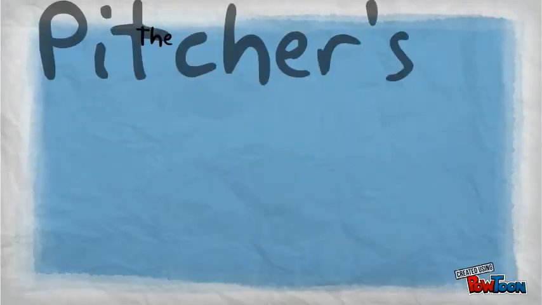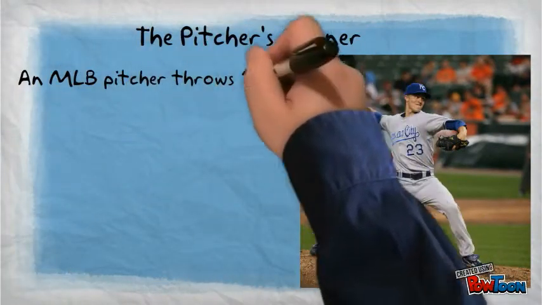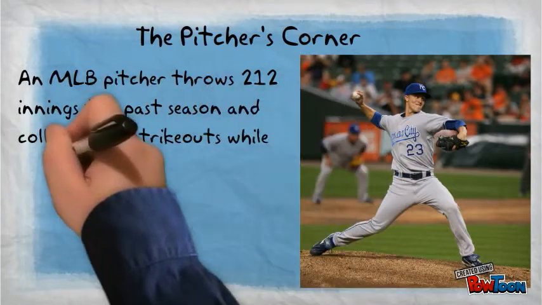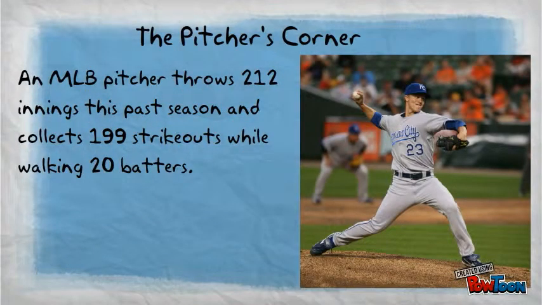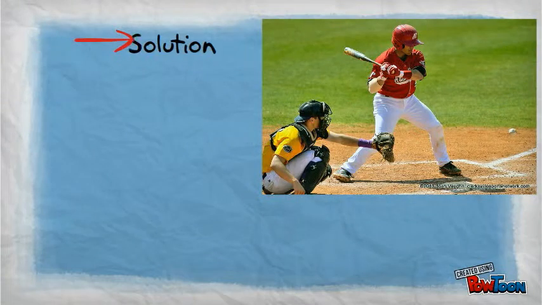So this brings us to the pitcher's corner. An MLB pitcher throws 212 innings this past season and collects 199 strikeouts while walking 20 batters. What is his strikeout to walk ratio? The solution isn't all too hard.